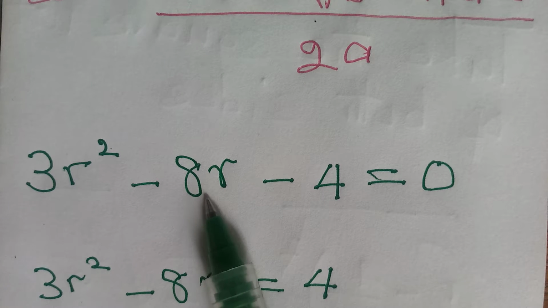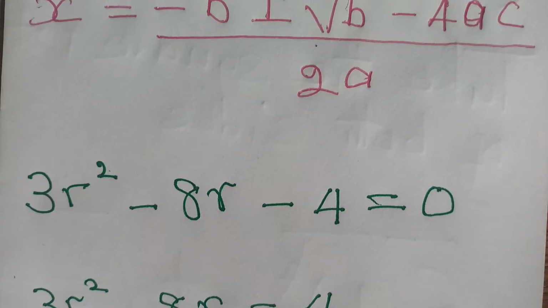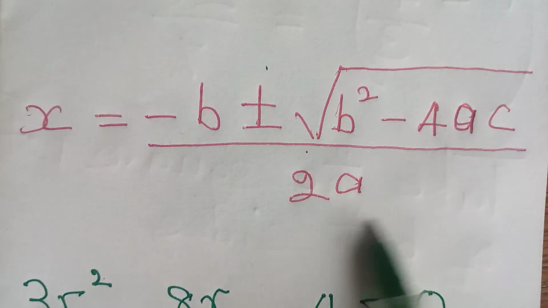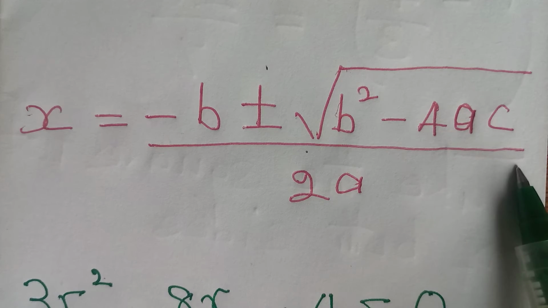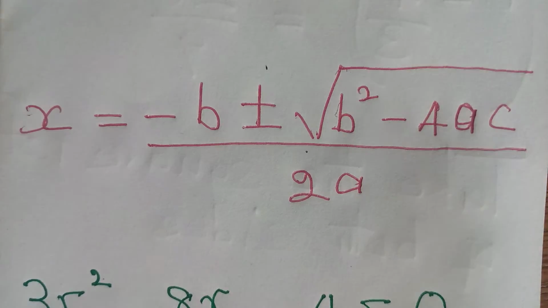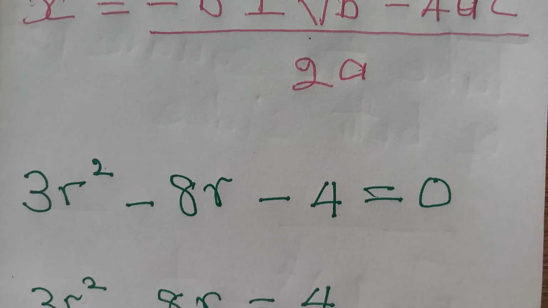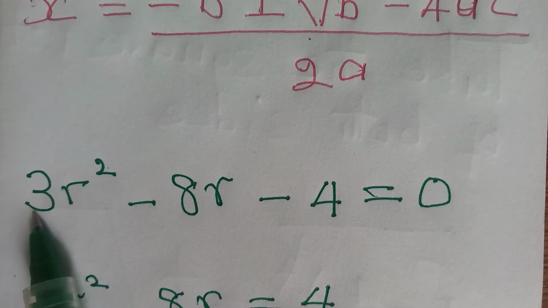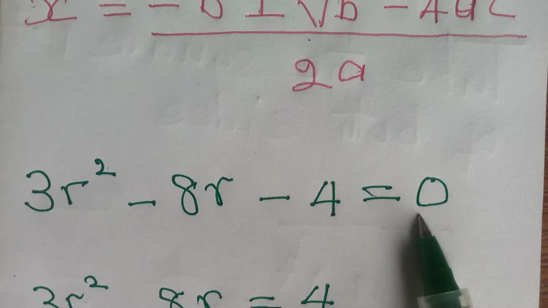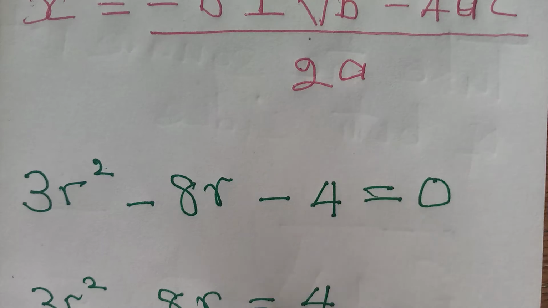And in my next video, we're going to use the formula method. That is, this formula that we had before, we're going to apply it. We are not just deriving it, we're going to apply it to solve this same quadratic equation. So it's going to be a very interesting work. So in this video, we are starting with 3r squared minus 8r minus 4 equals 0, solving this equation using the completing the square method.